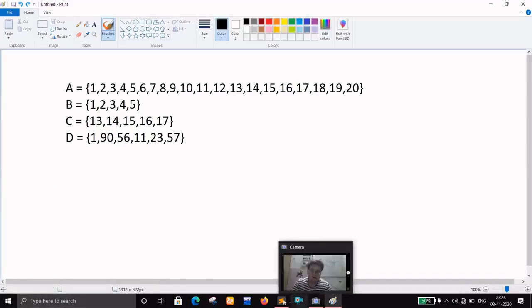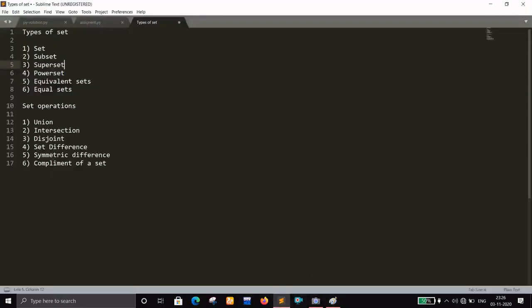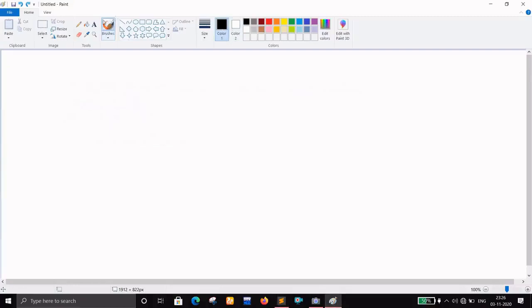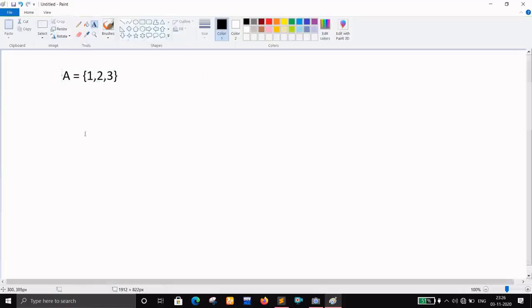Now, let's move on to the next topic, which is power set. Let's remove this example, otherwise it will be very long. Trust me, very long. So now let's take another example. Let's say A is a set which has three natural numbers. It has three natural numbers. So how many possibilities are there? How many things can you derive from this?